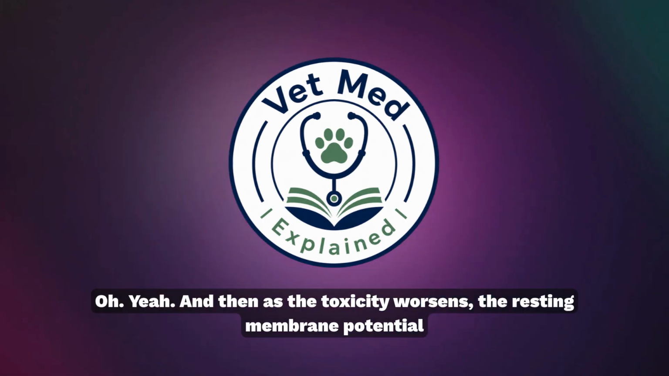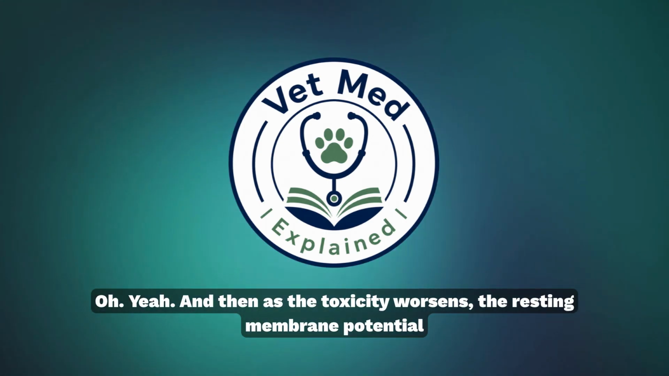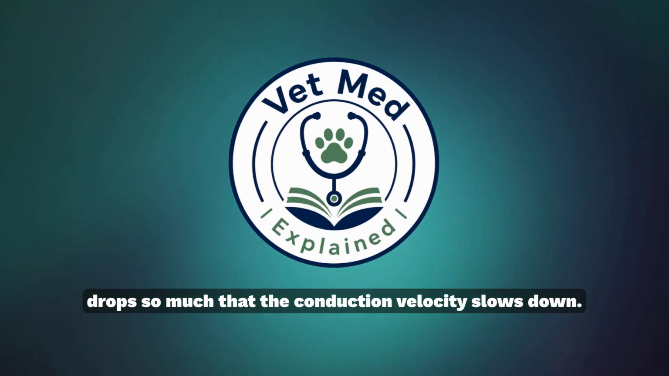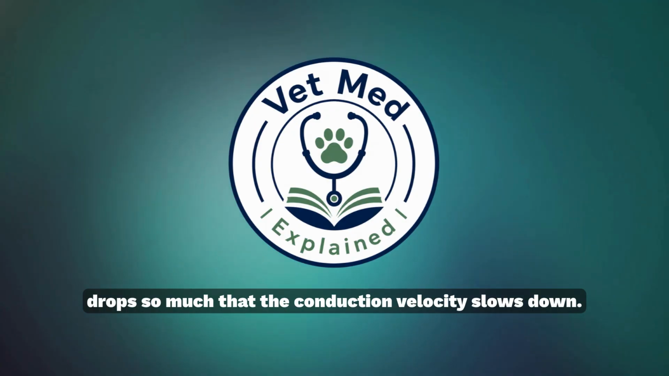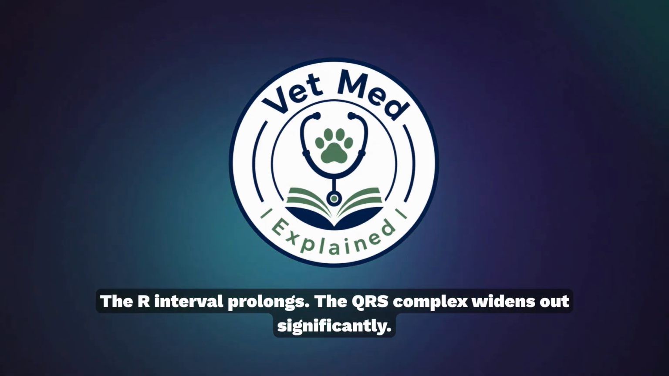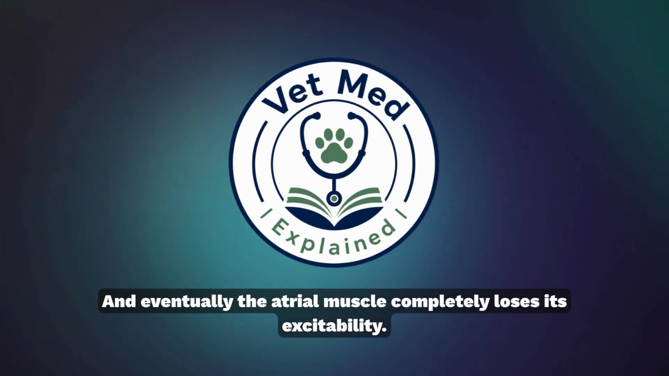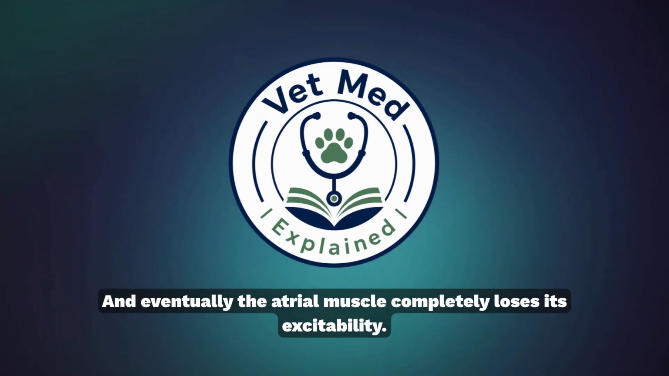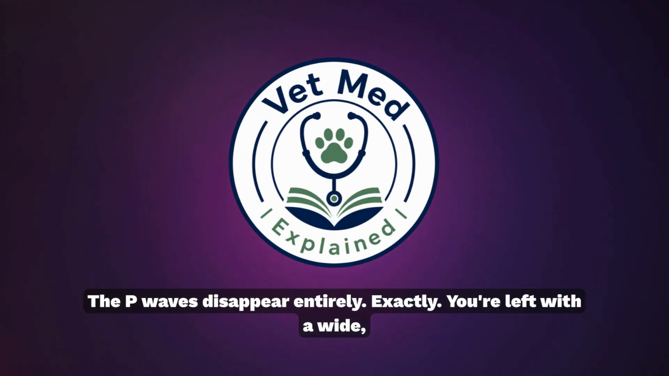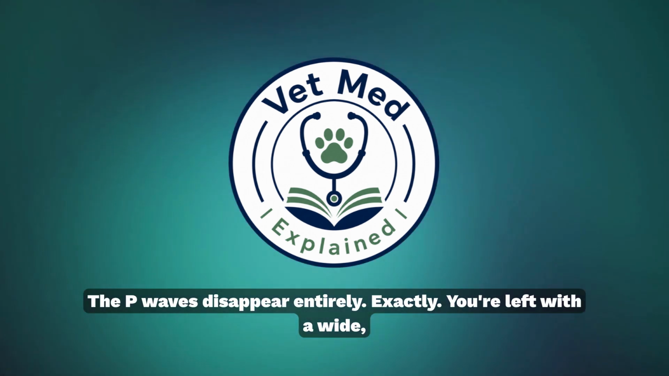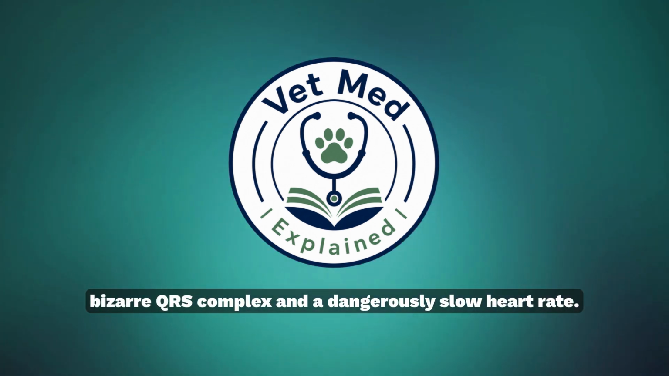Yeah. And then as the toxicity worsens, the resting membrane potential drops so much that the conduction velocity slows down, the PR interval prolongs, the QRS complex widens out significantly. And eventually, the atrial muscle completely loses its excitability. The P waves disappear entirely. Exactly. You're left with a wide, bizarre QRS complex and a dangerously slow heart rate.